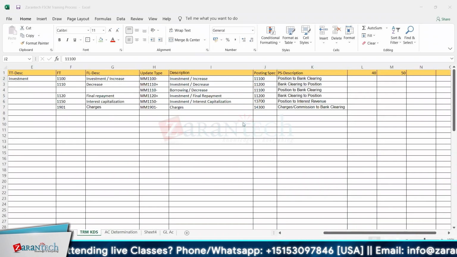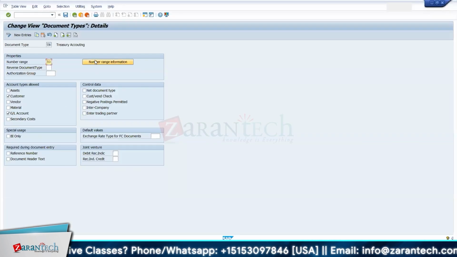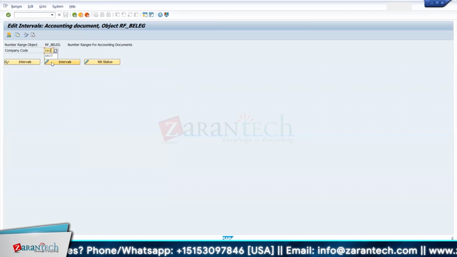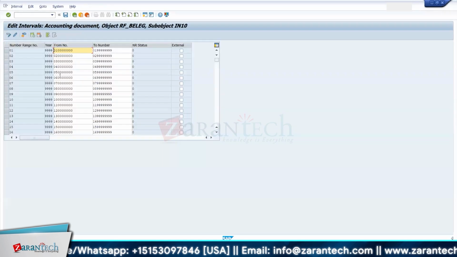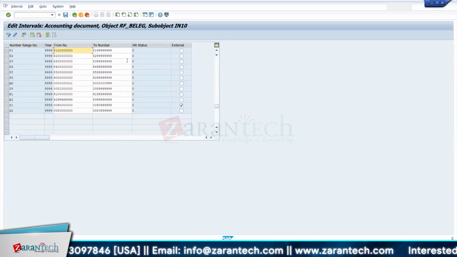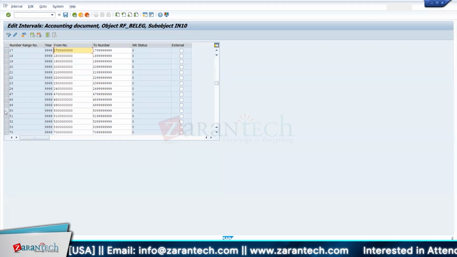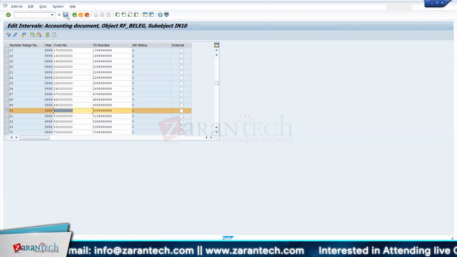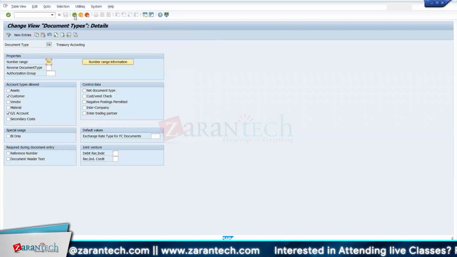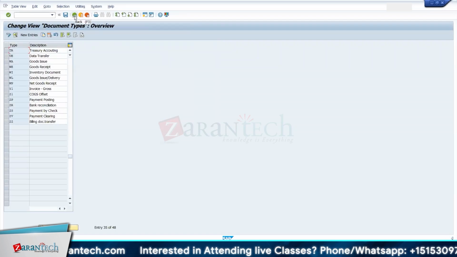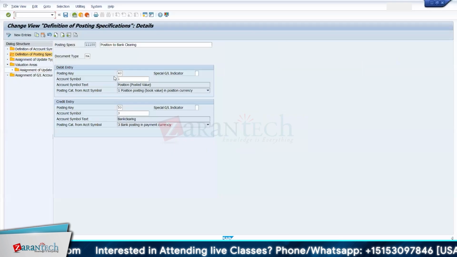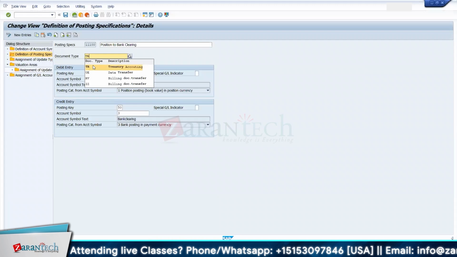So now coming to the document type. I said we will use one different document type just to identify your treasury related posting. Here I'm going to use this 50. Do we have some 50 number? Yes, already it is there. So good. Save, and reverse document type also we'll say TR. So this is done. Now in the posting parameter, posting specification, you can change this document type to TR.